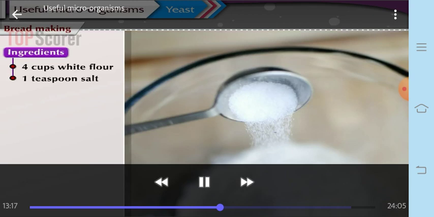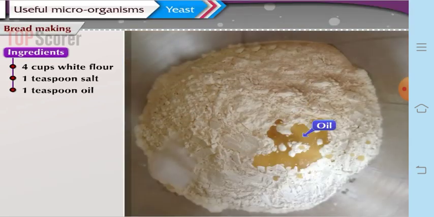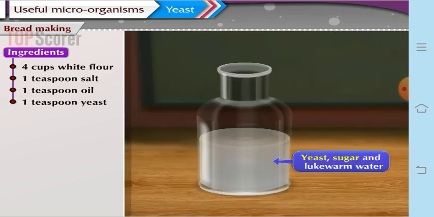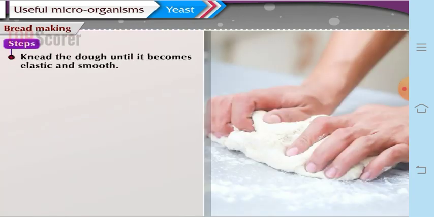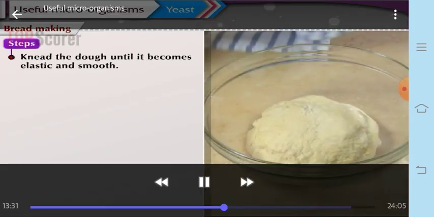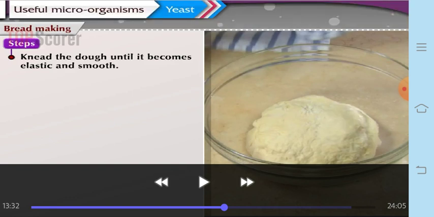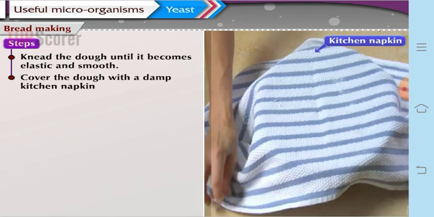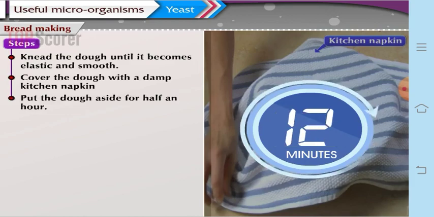Then you have to add 1 teaspoonful of salt, some oil, and then mix the mixture, and then you have to add the sugar solution along with the yeast. Now, once everything is mixed together, knead the dough until it becomes elastic and smooth, and then cover the dough with a damp kitchen napkin.